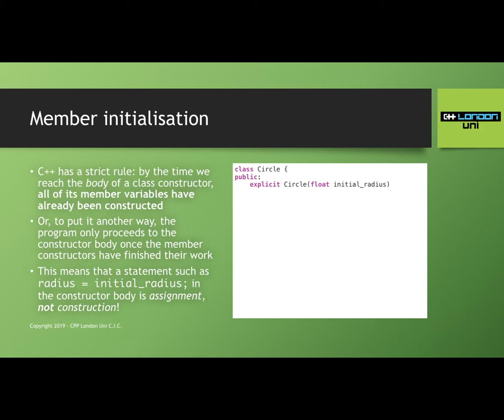So let's have a look at our friend circle again. Note that I marked it explicit because it takes one argument. So this is how you might naively write the circle constructor: you want to say, okay, someone supplied me an initial radius, I want to set my radius member to whatever that is. So all I'm going to do is, in the body of the constructor, set the radius equal to initial radius. And this is going to work, but it's doing a bit more than is necessary.